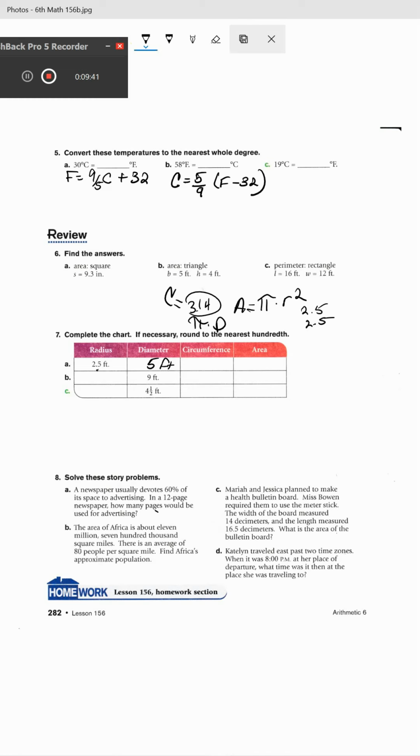A newspaper usually devotes 60% of its space to advertising. In a 12-page newspaper, how many pages would be used for advertising? So 60%, we change that to 0.6 as a decimal. Then we just do that times 12. And remember, that's 72, right? And we move the decimal, put the decimal there. 7.2 pages, and they actually left it like that.